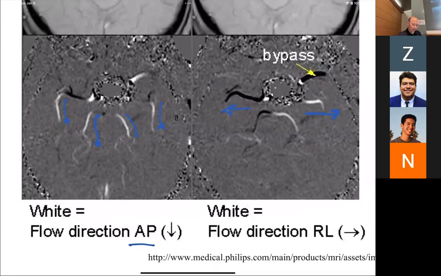And then here, I don't remember exactly what this is showing, but there seems to be something wrong with this one because the blood is flowing in the wrong direction. It should be going out that way. Okay.